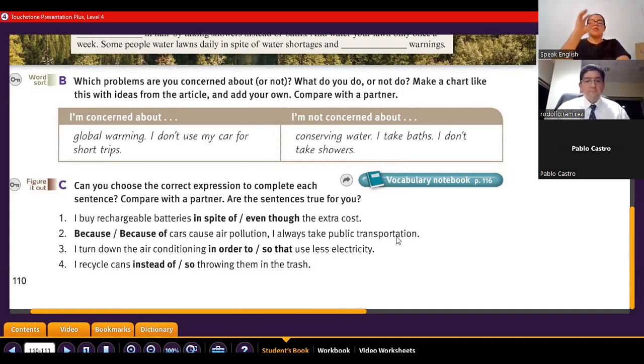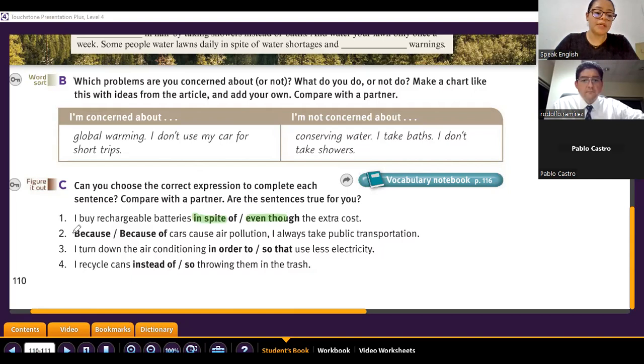Now, the words that we have in bold. What are the words that we have? We have in spite of, even though, and what are the other ones? Because, in order to, and instead of. Okay, but we also have so that and so, right? We have these others. Do you know the name of this type of words? What is their name, Pablo? This group of words: in spite of, even though, because, because of, in order to, so that. What is the name of this group of words?